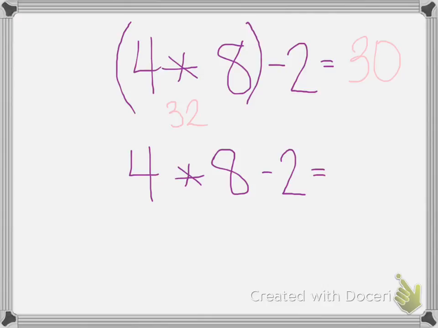So for the second one, I'm going to switch it, and I'm going to put my parentheses around the 8 minus 2. So 8 minus 2 is 6. 6 times 4 is 24. So as you see, depending on where you put the parentheses or any type of grouping symbol depends on how your answer is going to go.